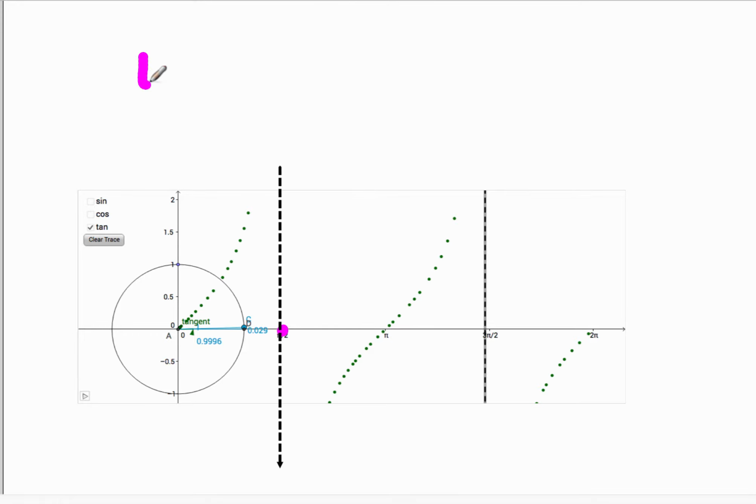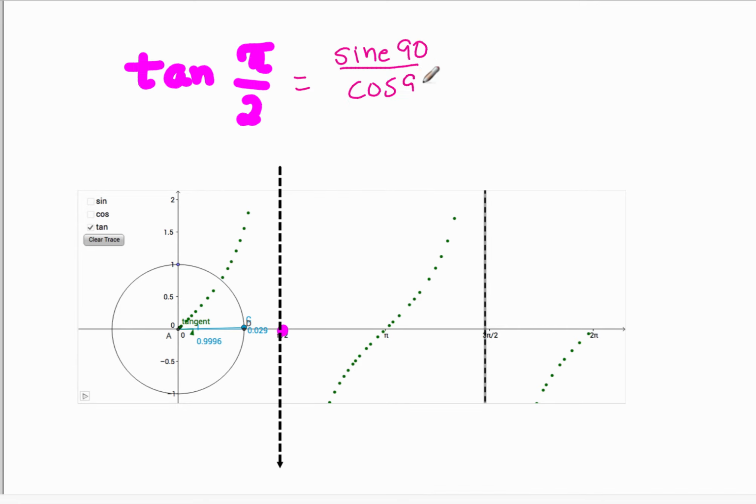So if I were to take the tangent of 90, or pi over 2, let me change that pen because that looks a little weird. Well, that's the sine of 90 over the cosine of 90. Whoops, I'm mixing metaphors here. I should stay in radians. Pi over 2.